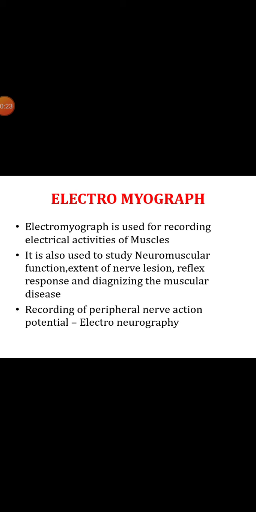The action potentials spontaneously present in a muscle are those induced by voluntary contractions, as a means of detecting the nature and location of the motor unit lesions, or for recording the electrical activity evoked in a muscle by the stimulation of its nerve. The instrument is useful for making a study of several aspects of neuromuscular functions, neuromuscular conditions, extent of nerve lesion, reflex response, etc.